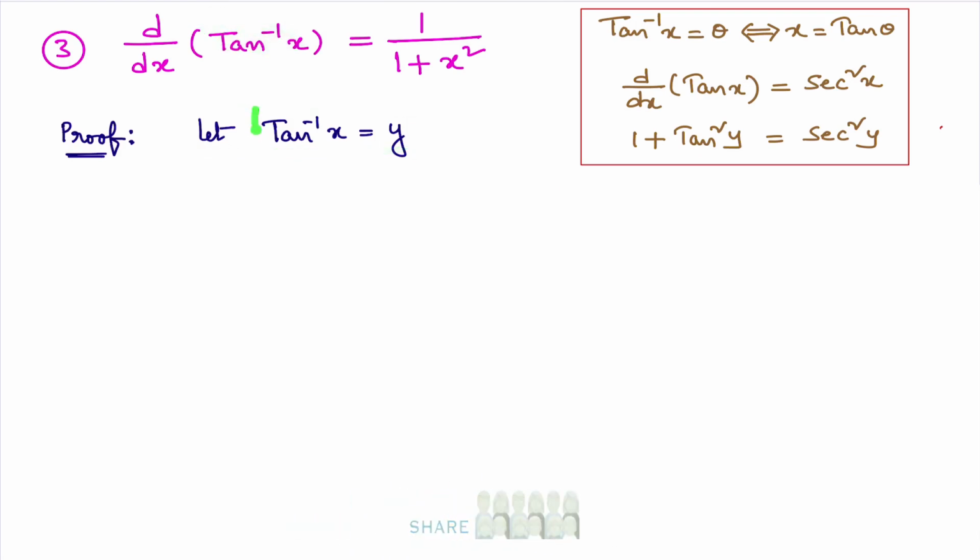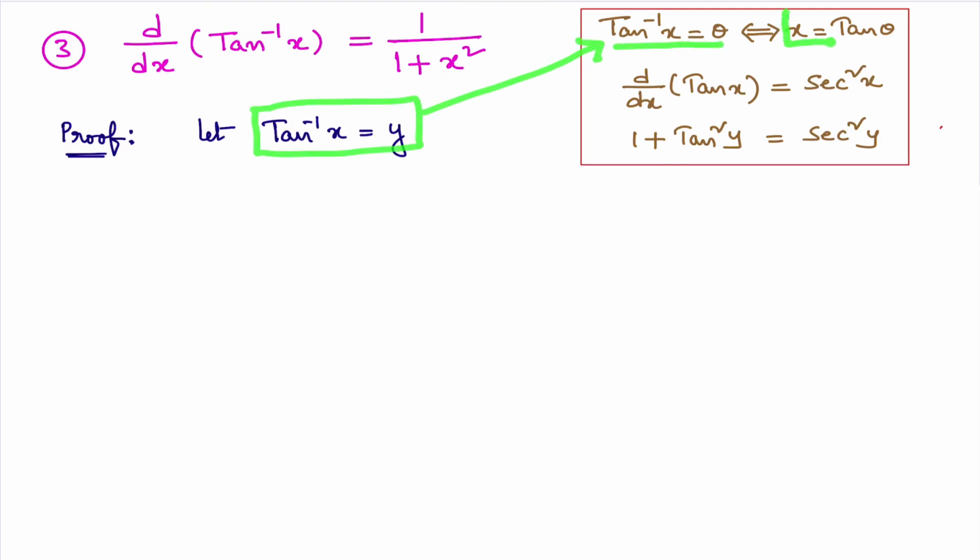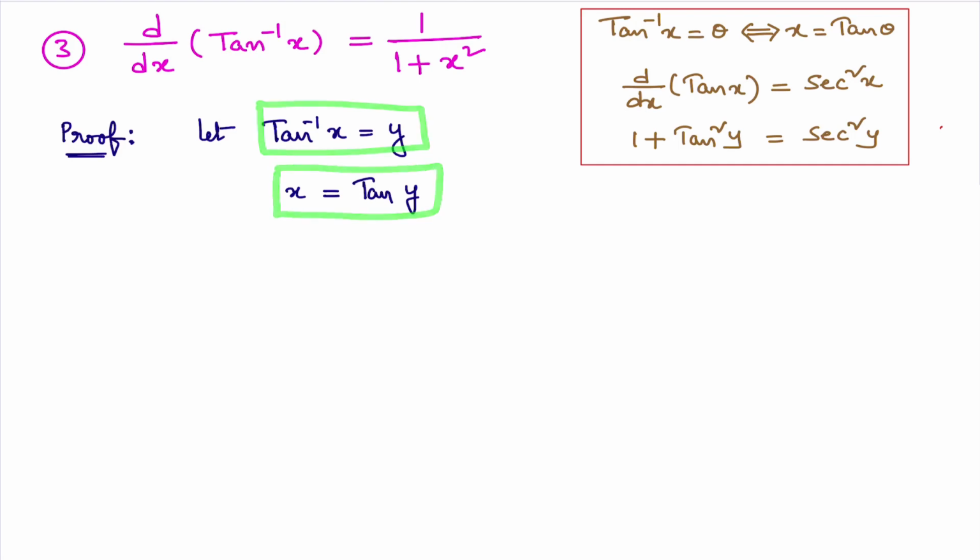Now, as I have taken tan inverse x equal to y, from the definition of the inverse tangent function, whenever tan inverse x equal to theta, I can write x equal to tan theta. Here, tan inverse x equal to y is there. So what can I write here? I can write x equal to tan y. I hope you are understanding.